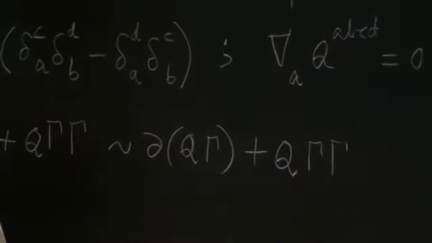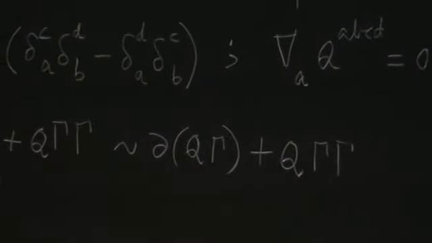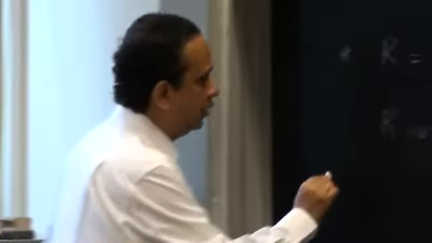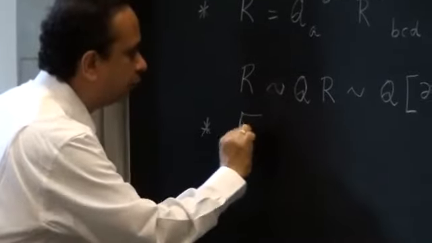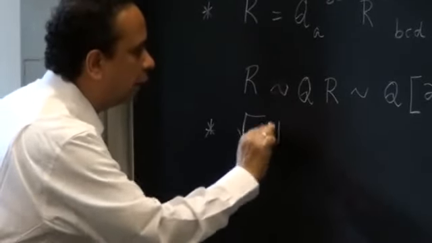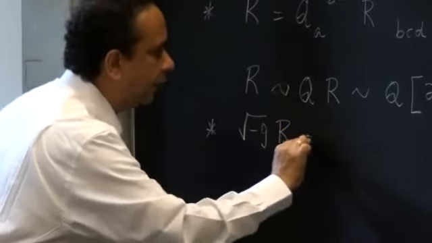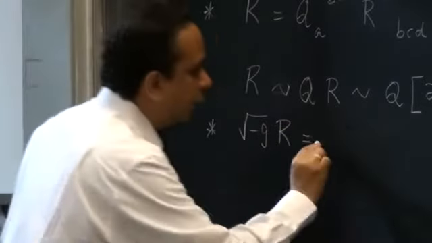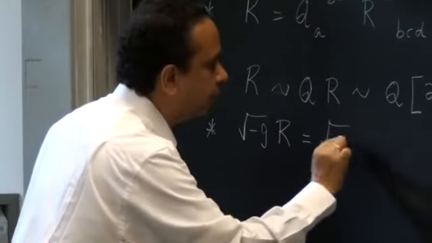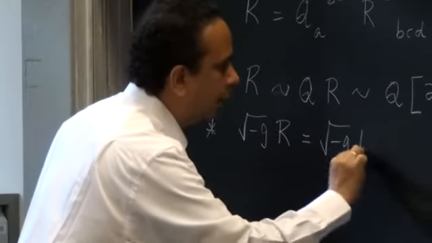So let me write down these formal expressions for that, which, since I don't want to make a mistake, let me refer to this. So what you can show is that square root of minus g R, when you put all the indices in, can be written as root minus g L quadratic.